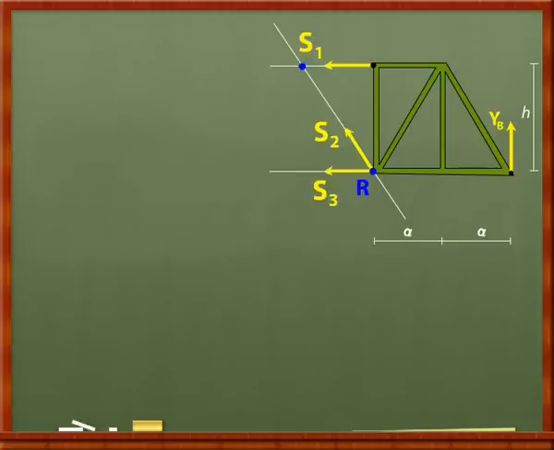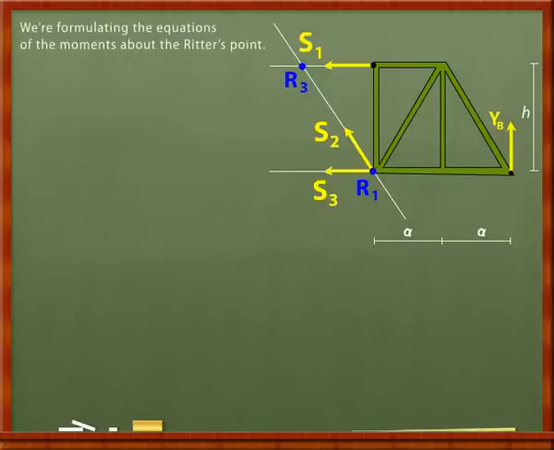R1. The index 1 indicates the number of stress which line of action does not pass through the Ritter's point R1. R3. The index 3 indicates the number of stress which line of action does not pass through the Ritter's point R3. Ritter's point's location does not depend on the considered part. We're formulating the equations of the moments about the Ritter's points.